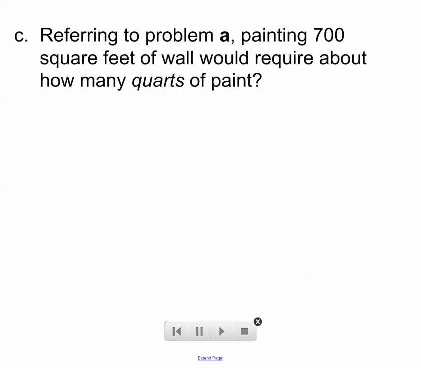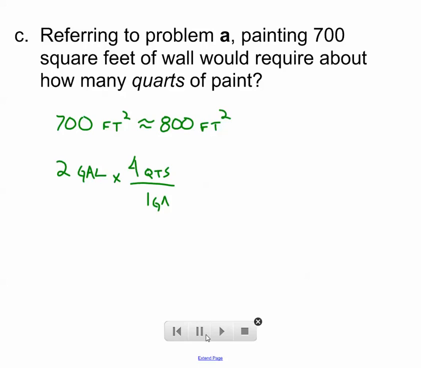Again, referring to problem A, painting 700 square feet of wall would require about how many quarts of paint? Wouldn't it be great if every time there's kind of some trick questioning, it would show up in italicized words like quarts is right here? You got to remember the graph we made is based on gallons. Okay, but let's say that 700 square feet, let's call that about 800 square feet. I know it's a little bit off. And 800 square feet is 2 gallons. Well, there's 4 quarts in a gallon. So that would mean we'd need about 8 quarts.